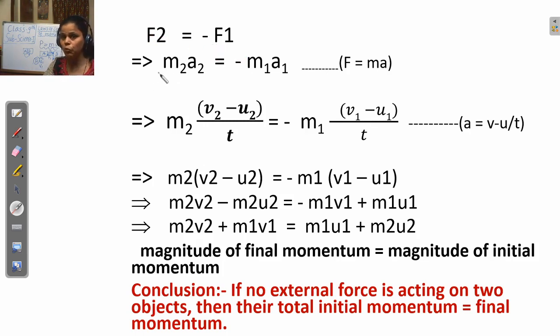Now we know one formula, F equals ma. So put this formula here. F2 is the force acting on B, so F equals m2 a2, where m2 is the mass of B and a2 is the acceleration of B. And in place of F1, put minus m1 a1, because for object A, F equals m1 a1.